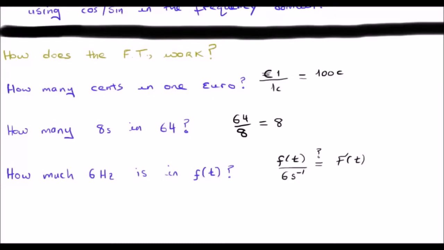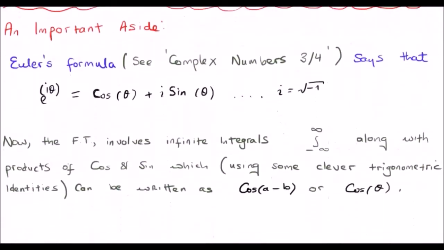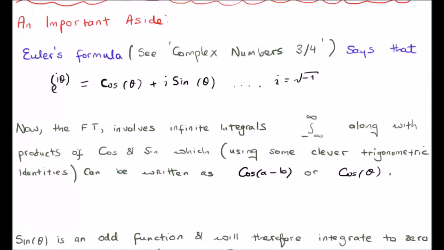Well, before I do that, I must do an important aside, and it's about Euler's formula. In this aside, we will see why in the Fourier transform integrals, it's equivalent to integrate a single cosine and a complex exponential e to the i theta. In order to do this, we require Euler's formula. I've derived Euler's formula in Complex Numbers, video 3 of 4. So if you're not familiar with Euler's formula, that video is a good starting point.